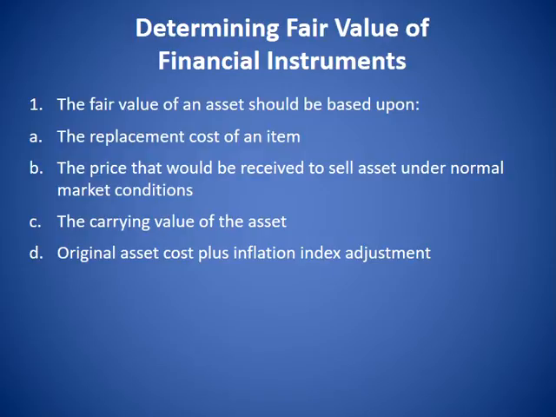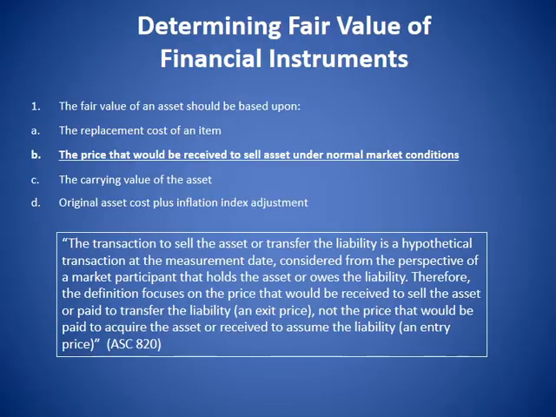Okay, the answer to number 1 is that the fair value of an asset should be based upon B, the price that would be received to sell the asset under normal market conditions. It would not be the replacement cost of an item. It wouldn't be the carrying value of the asset, or original cost plus an inflation index adjustment. Okay, let's go on to question number 2.